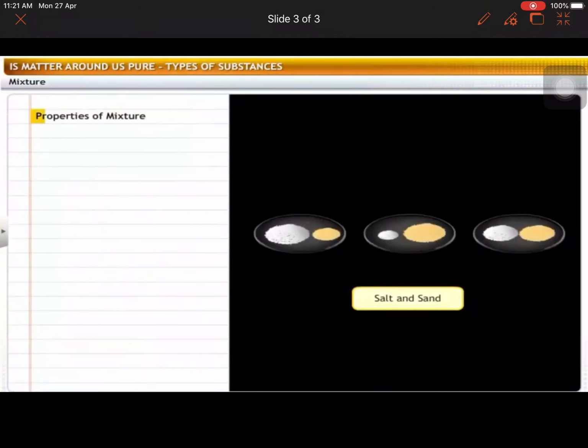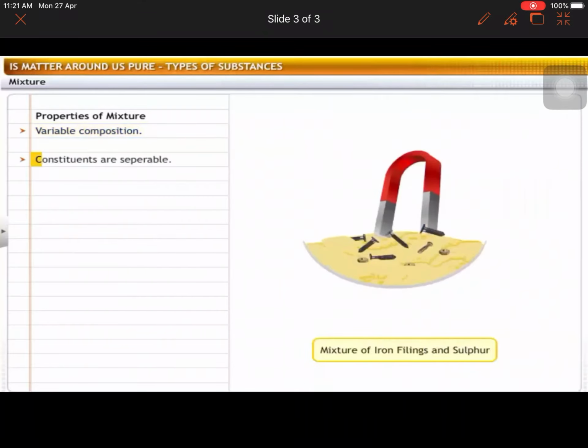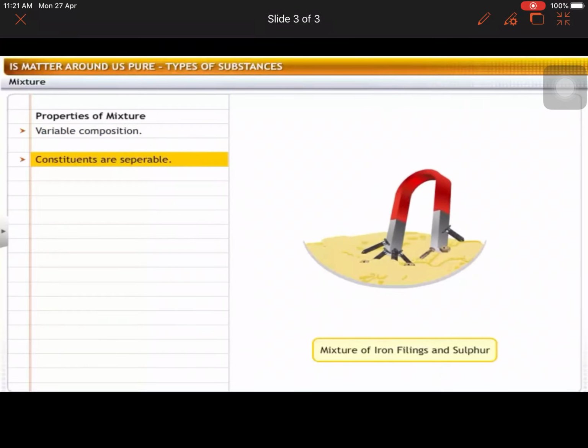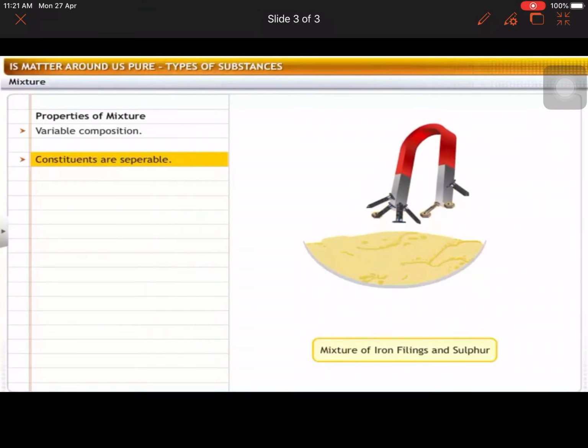Now, let's observe some of the properties of a mixture. There is no definite proportion in which the constituents of a mixture combine. For example, the mixture of salt and sand can be in any ratio. The parts of a mixture can be separated by physical means. For example, a mixture of iron filings and sulfur can be separated by using a magnet. When a magnet is placed in the mixture, the iron particles are attracted by the magnet, while sulfur particles remain unattracted.